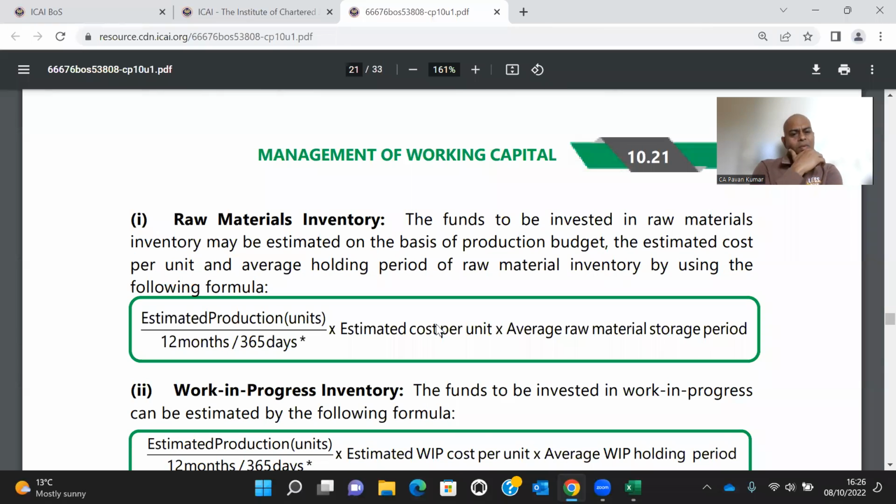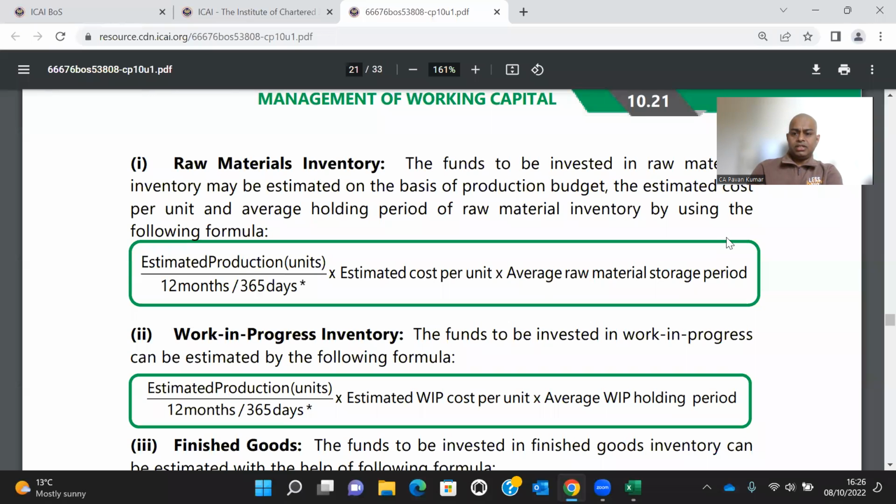Okay, what is this? Raw material inventory is equal to, what equation have they given? Sometimes ICAI complicates the formula. Okay, estimated production units divided by 12 months divided by 365 days into estimated cost per unit into average raw material storage period.